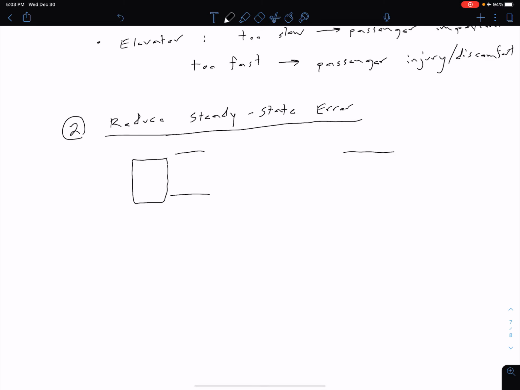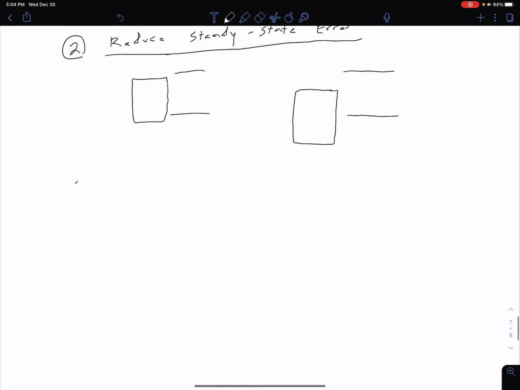Now, however, if we consider the other case of a larger steady state error, where our elevator position is off by a foot or more, that's pretty noticeable and probably something that we're going to need to correct. Our third major objective in analysis and design is to achieve system stability.